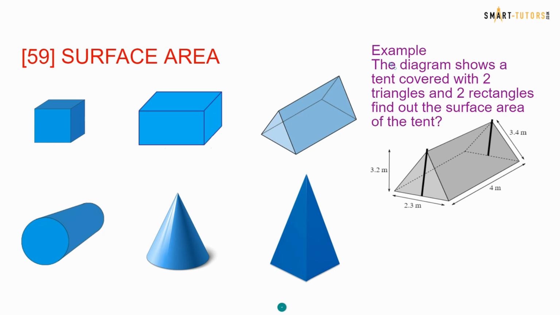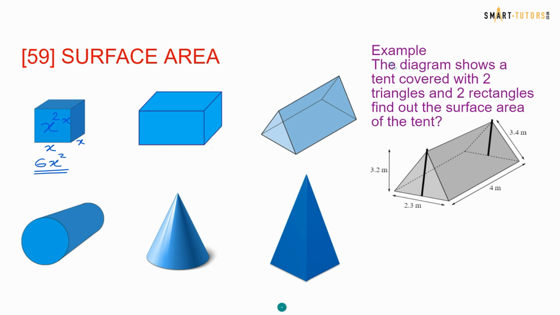And topic 59 is the surface area. Surface area of the cube. If you say this is the x is the length of the cube, x is all three sides are equal. So one area you can say x squared. There's 6 surface faces, so 6x squared is the total surface area of the cube.